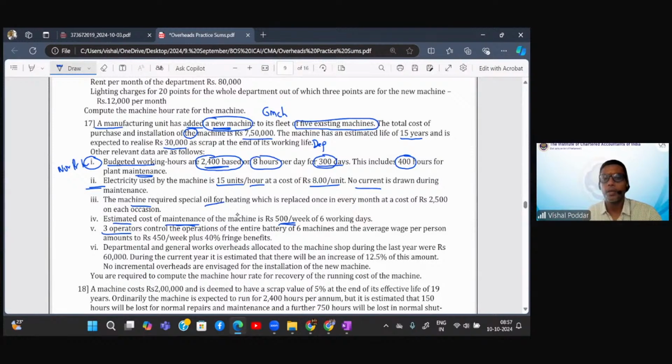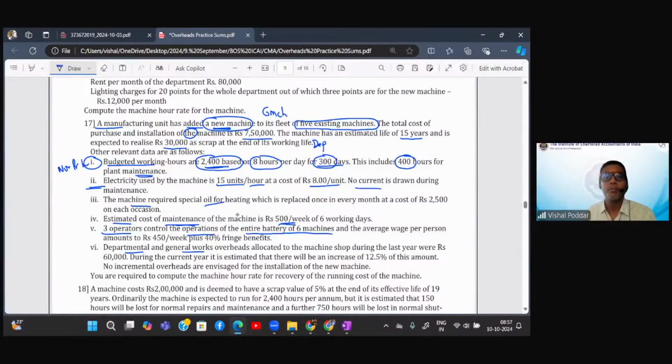Then there are 3 operators who are going to operate the entire 6 machine battery. Battery means the entire group of 6 machines. 3 operators together will operate, and then you are given the departmental overheads. So this is how expenses would be given.